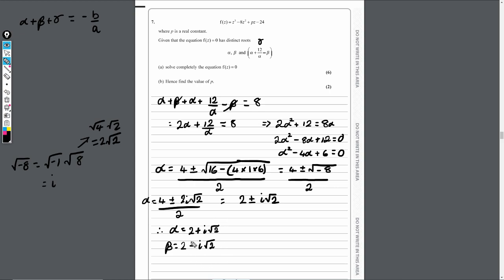Okay, so that's alpha beta, but we need this gamma here. Okay, we need that third root. But we can use this, right? This only uses alpha and beta. So let's use this. So we know alpha plus 12 over alpha minus beta should be equal to 0, right?